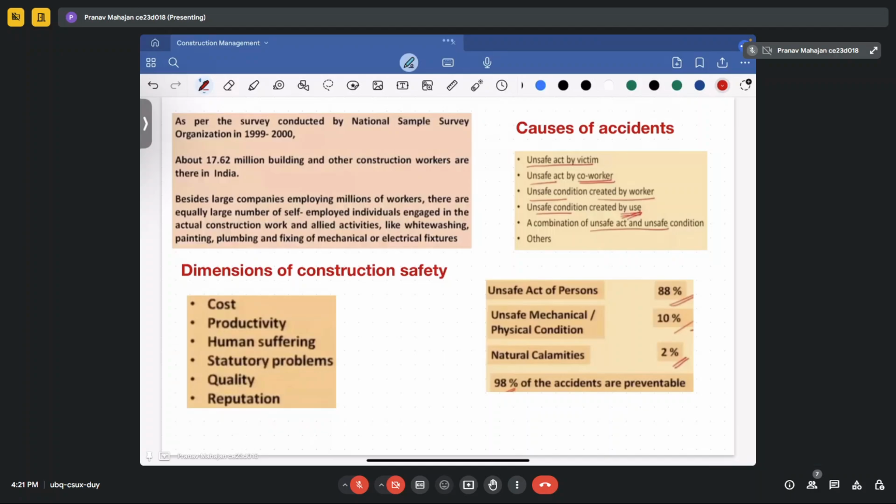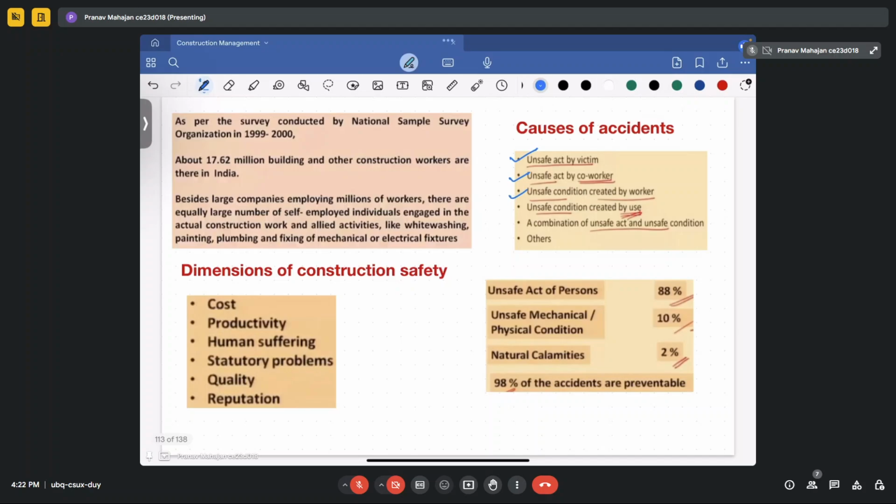So the various causes of accidents that may happen on the sites are, first, unsafe act by the victim. How can unsafe act by the victim be contributed? It can be non-wearing of the PPE kit due to the negligence of the worker at the site, and many other factors that we discussed in the previous slide. Second is the unsafe act by the co-workers. Sometimes, because of the negligence of a co-worker, you are the one who will fall into the trap of the accident. Third is the unsafe conditions created by the worker.